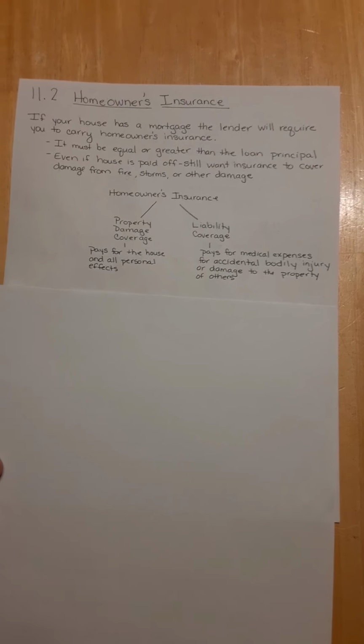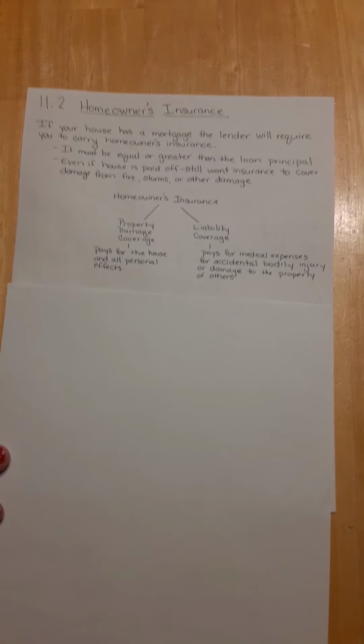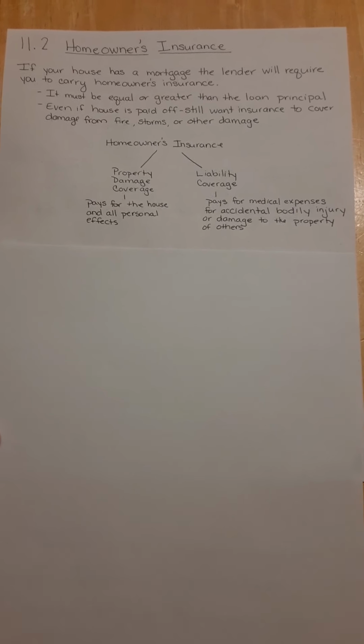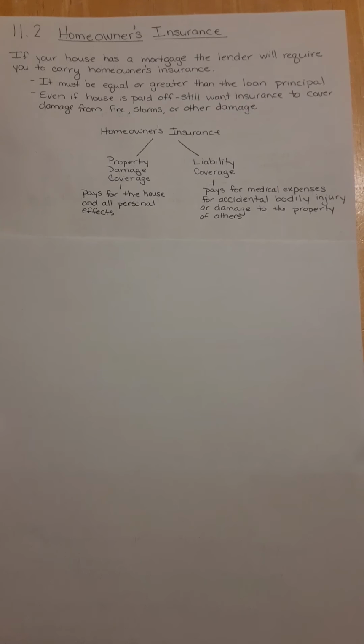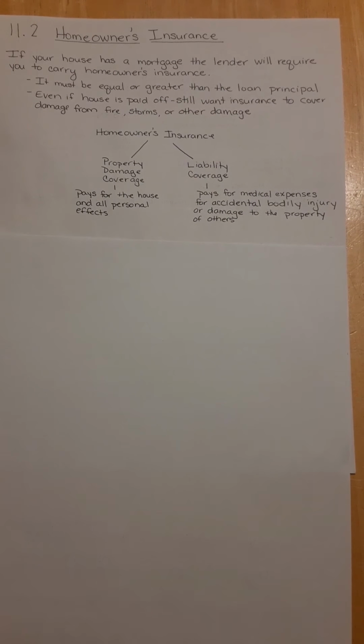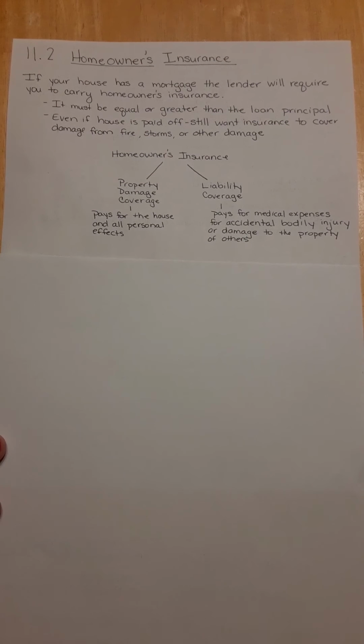If we have a mortgage on it where we're still paying for it and don't own it outright, we have to have insurance on it. And the insurance company requires that we have insurance on it that is equal or greater to the principal of our loan on it.